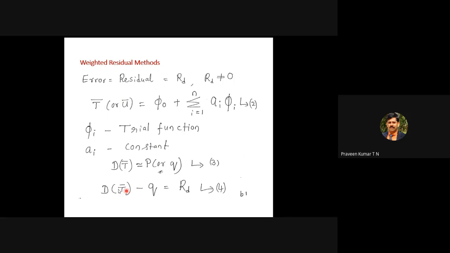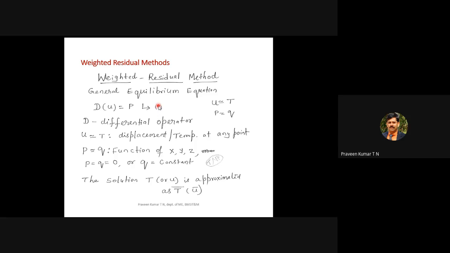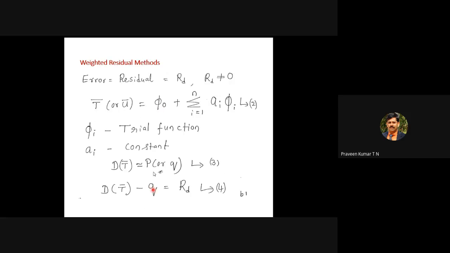If you consider this equation on the left hand side, this is the exact solution. But if it is the approximate solution, d of u minus p becomes 0 when it is exact. But when you come to the finite element method, d of t dash is approximately equal to p, or d of t dash minus q is equal to rd. So there is a difference between the exact solution and the approximate solution obtained from the finite element method. That difference is treated as rd.